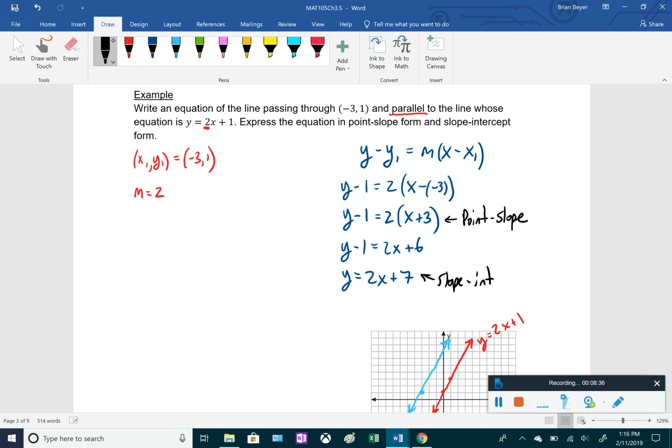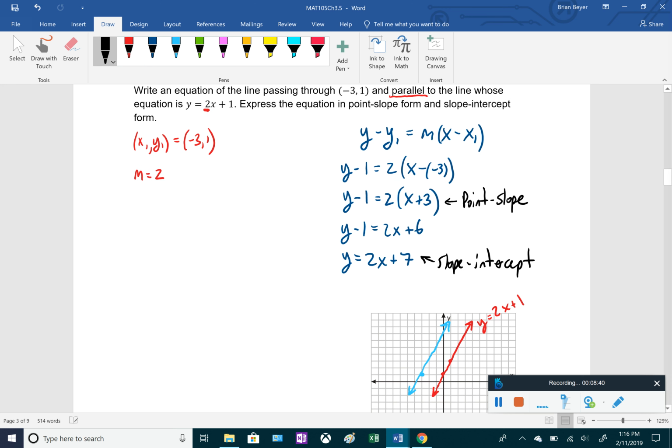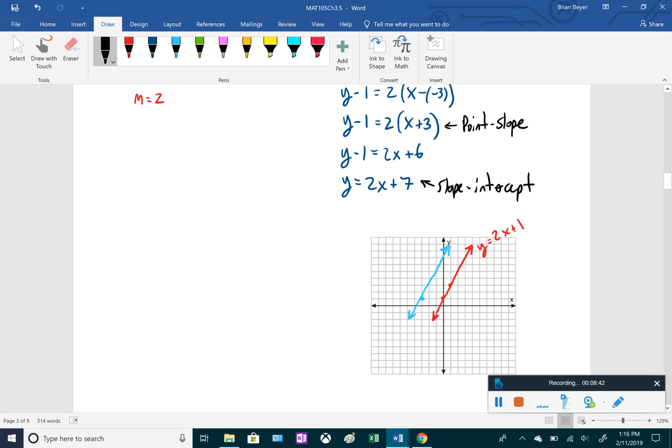So let's go back and make sure it makes sense. They both have the same slope of 2. And the line that we drew down here is going to be 2x plus 7, and it does look like it crosses the y-axis at 7. So I'll label it just because there's 2 on here.